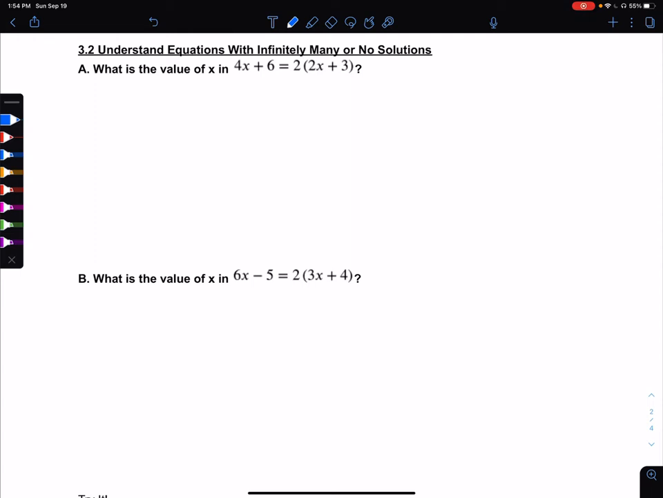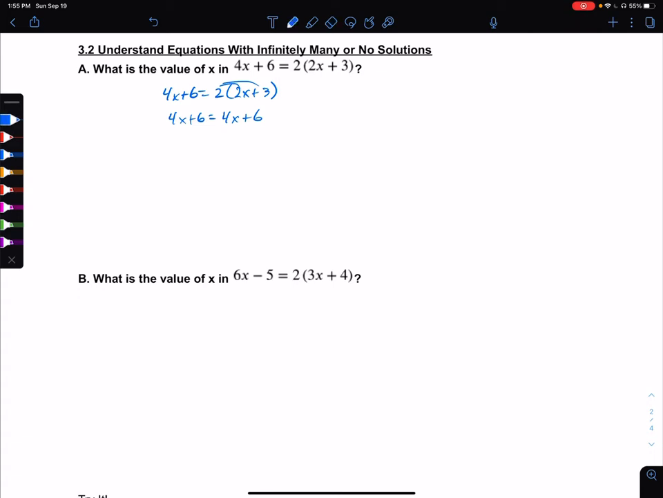So part A, what is the value of x in 4x + 6 = 2(2x + 3)? I'm going to rewrite the equation, and the first thing I'm going to do is distribute. So I'm going to take this 2 and multiply that in. I get 4x + 6 is equal to 2 times 2x, which is 4x, and 2 times 3, which is 6. Now, right away, you might notice that the left and the right sides are exactly the same. So let's go with that, and something interesting is going to happen, something unique to this problem.